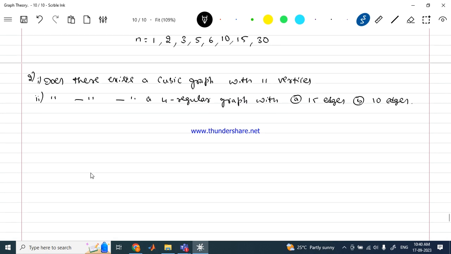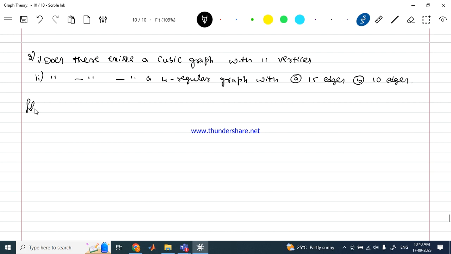Okay, so even this uses the handshaking property, nothing more than that. If we just check out, does there exist a cubic graph with 11 vertices? So they have given the number of vertices here. Let's say the number of vertices is equal to 11. And further, we know that it's a cubic graph. For a cubic graph, degree of each vertex is what? 3. For every v belonging to the vertex set.